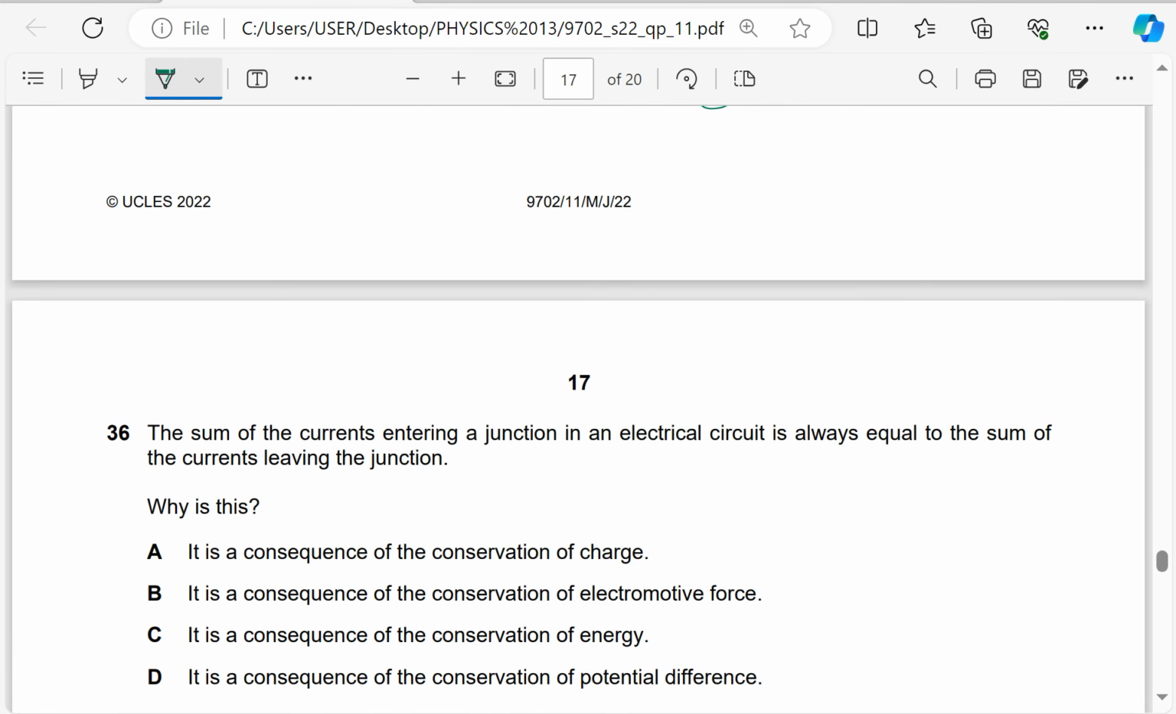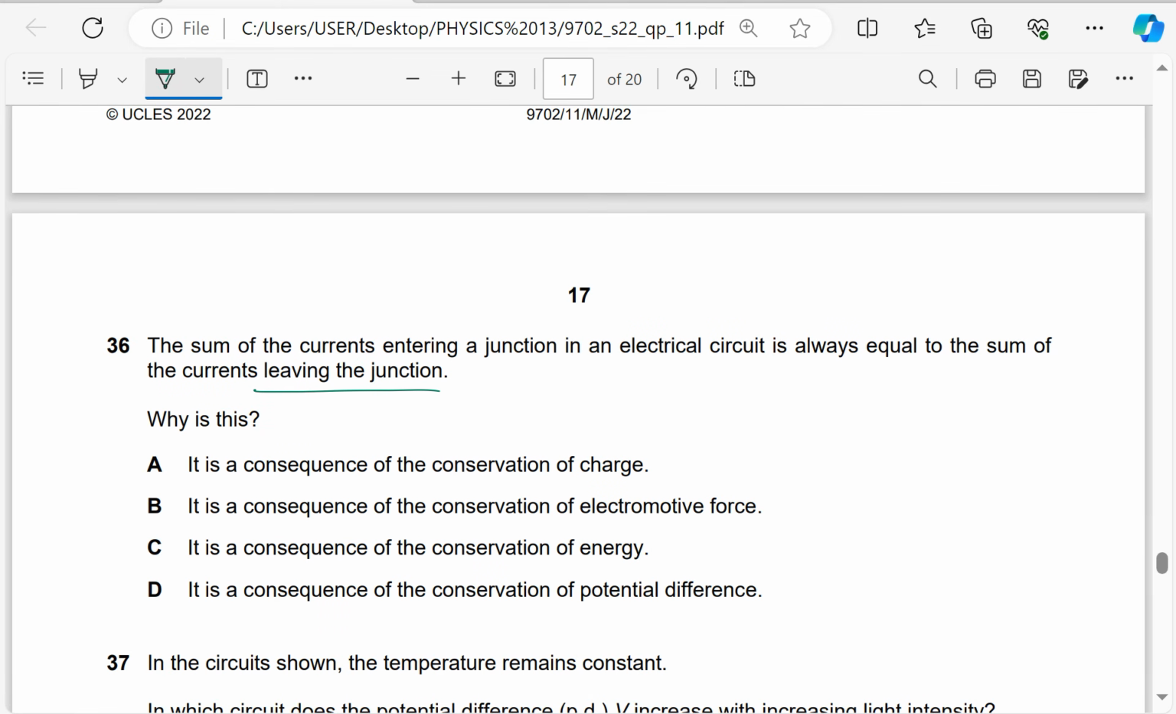The sum of the currents entering a junction in an electrical circuit is always equal to the sum of the currents leaving the junction. That is Kirchhoff's first law. And the first law is conservation of charge. So why is this? It is a consequence of the conservation of charge. So the answer is A.